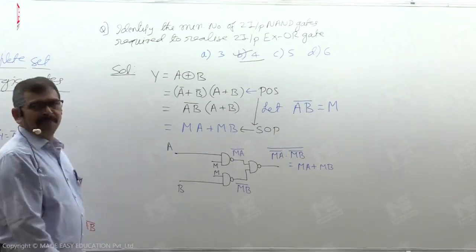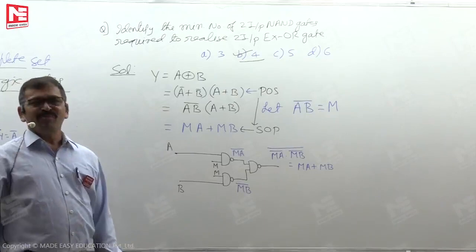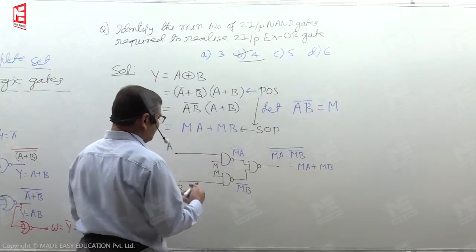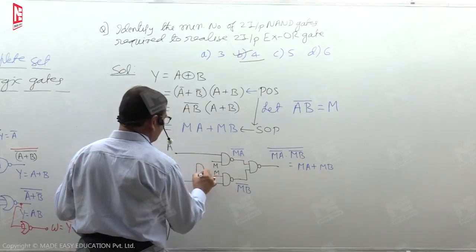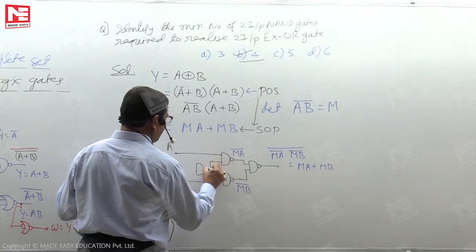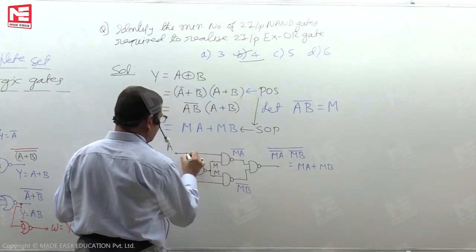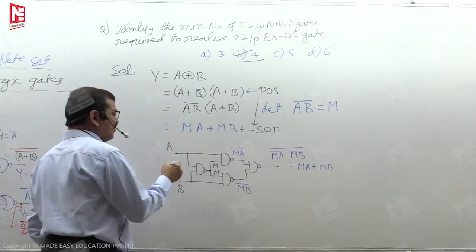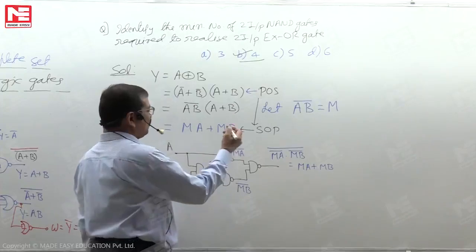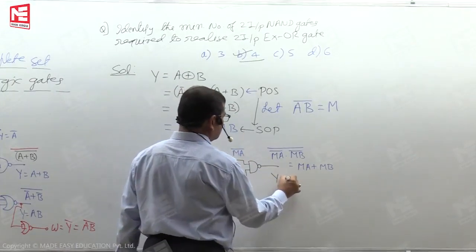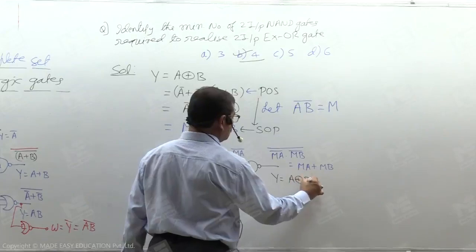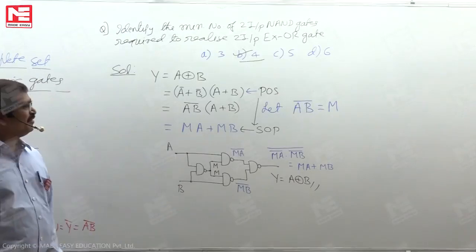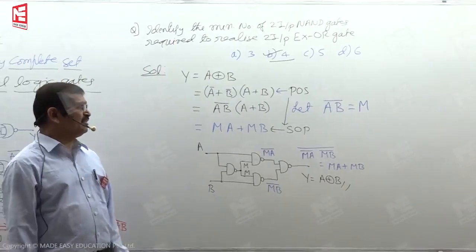Now look at the M. M is (AB) whole complement. It means for realizing M, we are in need of one more NAND gate. Hence, it is the one we are looking at as M. So while counting the total number of gates, we are looking at 4, and the output of this circuit is basically A exclusive OR B. Hence, to realize this 2 input exclusive OR gate, the minimum number of 2 input NAND gates we need is 4.